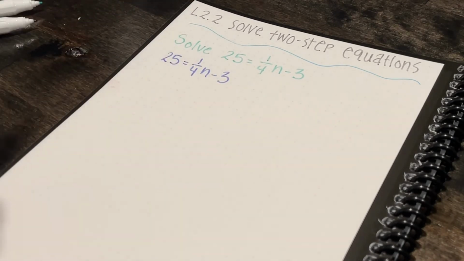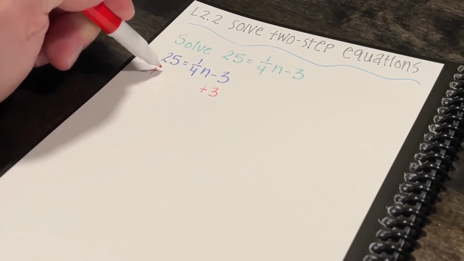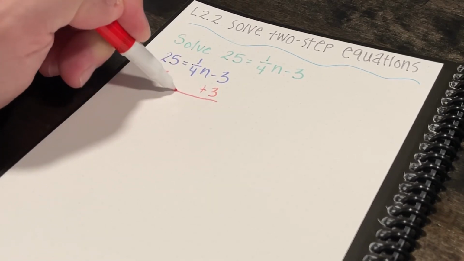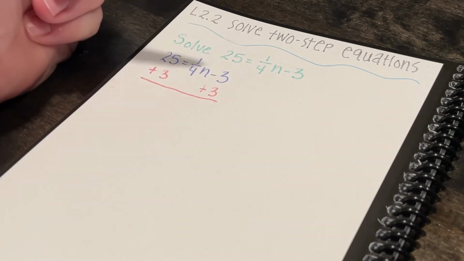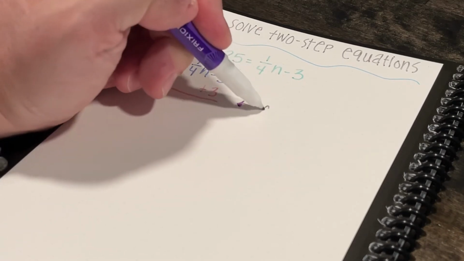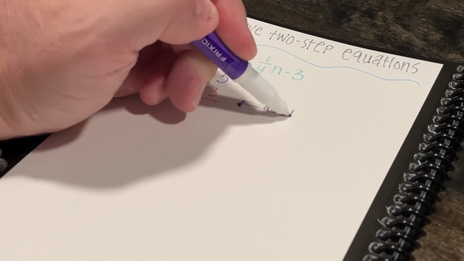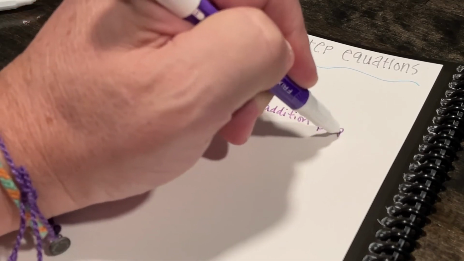So the first thing I want to do in this problem is add 3 to both sides of the equation. And I can do that because of the addition property of equality, which basically says if I add the same number to both sides of the equation, my equation will remain equal and it will remain balanced.